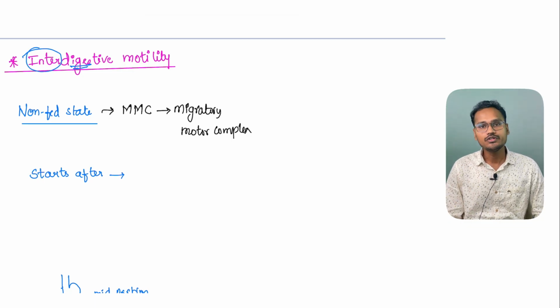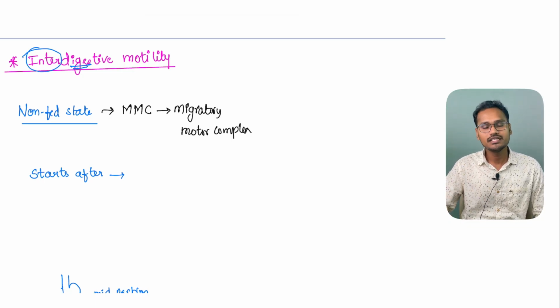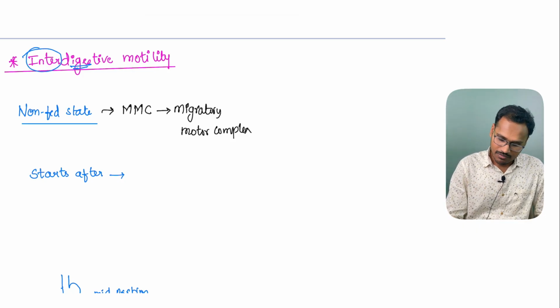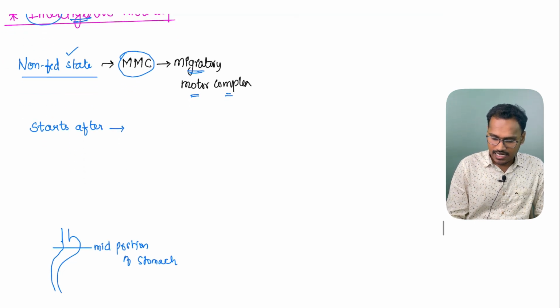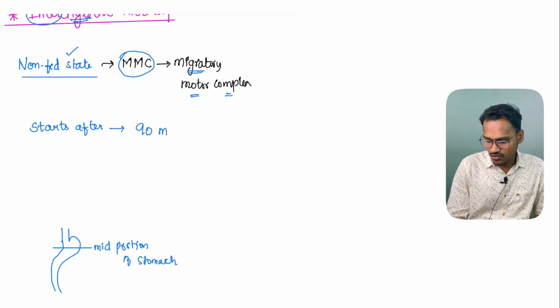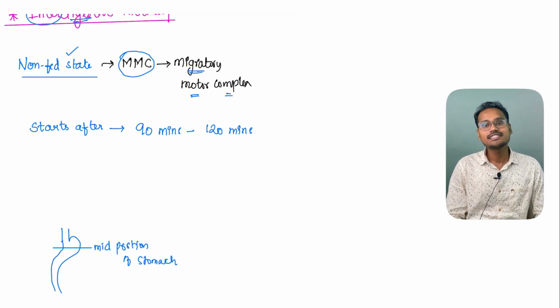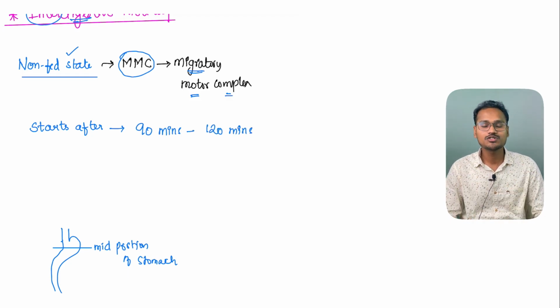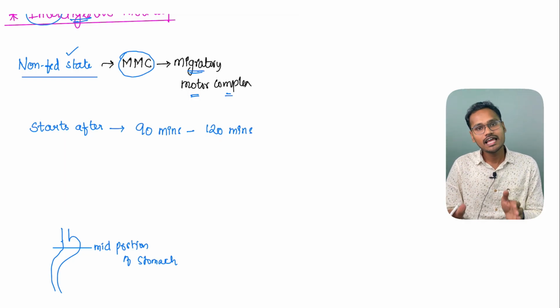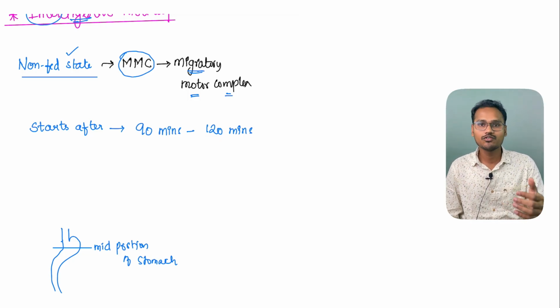Here the motility is not due to digestion. Here the stomach is empty. The GIT is not having much food, but still motility is happening. That happens in a non-fed state, which is called MMC, nothing but migratory motor complex. It starts after 90 minutes of food intake, 90 to 120 minutes. That is why they say you have to leave your stomach empty in between two meals. It's not like you have to keep on snacking in between, because this MMC will help to clear the gut and prepare it for the next meal.